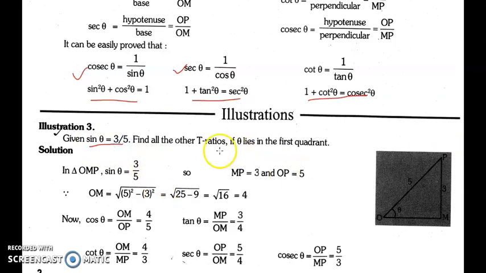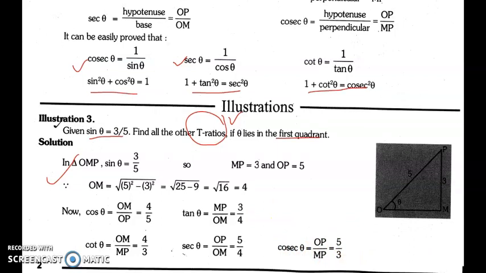Sin theta has been given to us, and we have to find all the t ratios if theta lies in the first quadrant. So this is the way how to do it. You can try it on your own and check your answers. This is a solved example. Okay, I hope you are easily able to get it.